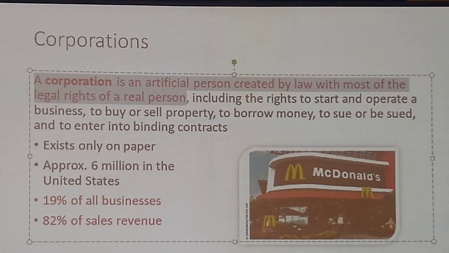And the reason why they do that is that this artificial person can be sued. So, in other words, you can't take to court an inanimate object. You can't take a car to court. So that's why they have to make it an artificial person, so that if you had to sue them, you could take them to court. All right, including the rights to start and operate a business, to buy and sell property, to borrow money, and to sue or be sued, and to enter into binding contracts. So again, you can't enter into a contract with a car, but you can with McDonald's.